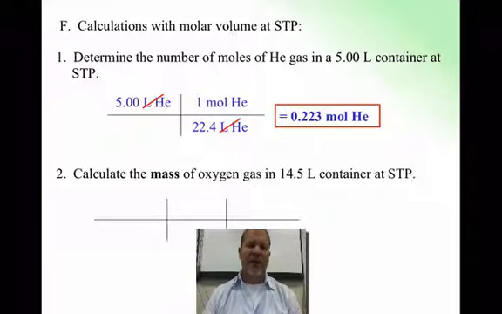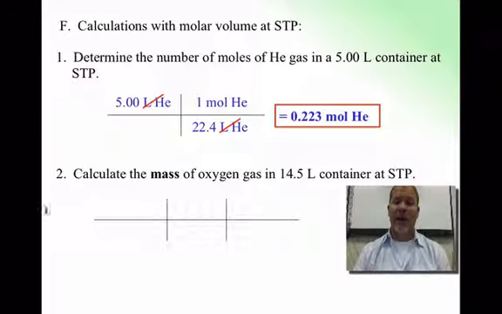Now let me take it a step further, dealing with the roadmap still. Now I want to calculate the mass of oxygen. We have 14.5 liters of oxygen gas. What is its mass? Going back to the roadmap, to get a mass I can use molar mass, but I have to get grams per mole, so I have to get back to the mole. How can I get there?